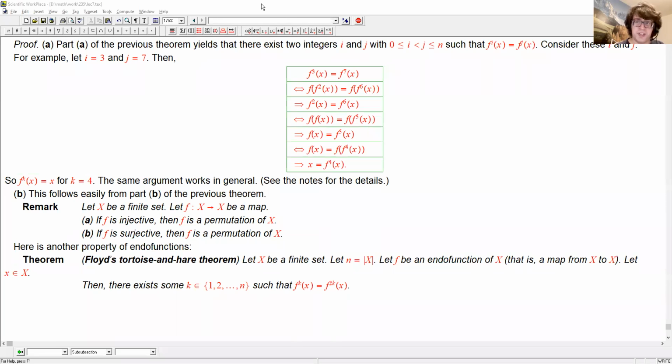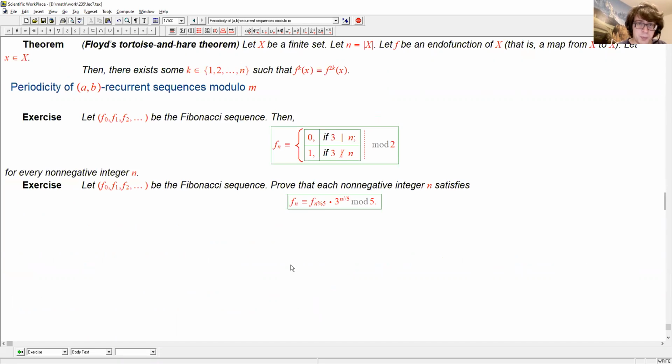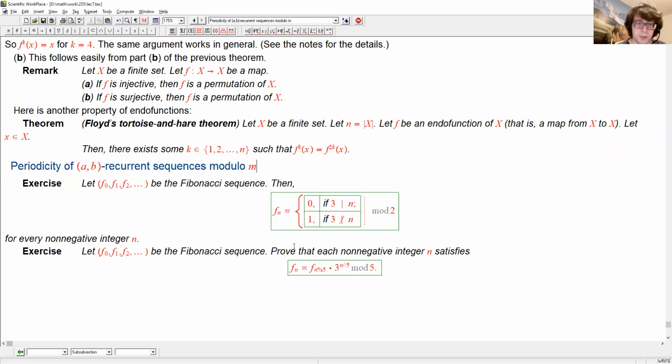Next, we'll apply what we have seen to study AB recurrent sequences once again, namely to study how they behave modulo a certain number m. Periodicity of linear recurrence, so of AB recurrent sequences, modulo m. We begin by recalling two problems that we have seen before.